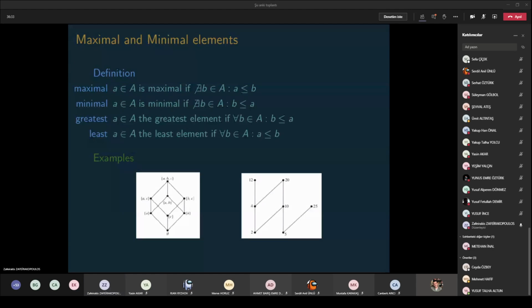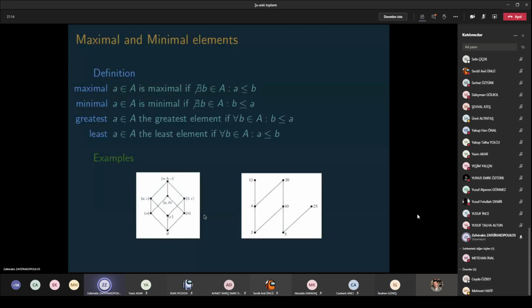AC, ABC, BC. So you say ABC is maximal, AC is maximal, BC, yeah. Why not AB? Because ABC is bigger than AB. Is it also bigger than AC? ABC is also bigger than AC, right? Yes. So for the same reason, AC is also not maximal. Yes, only ABC then.